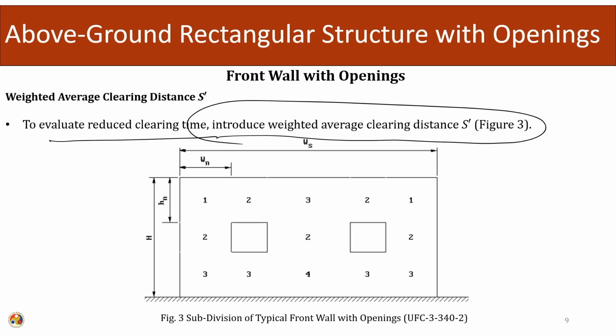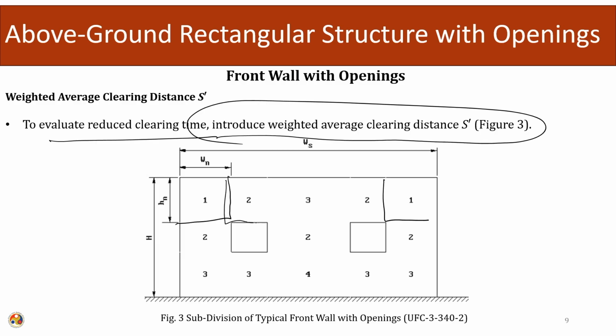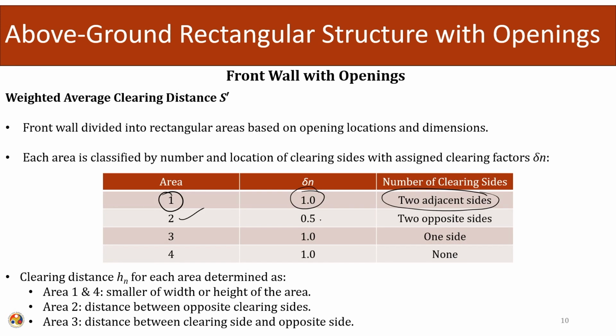If you look here, the 2 adjacent sites have a clearing site. Area 2: the 2 opposite sides have clearing sites. Here, adjacent sides. Again 2, opposite sides; again 2, opposite sides. Then there will be one more 2 out here, 2 opposite sides. Then delta n is taken as 0.5 for area 3, one side.